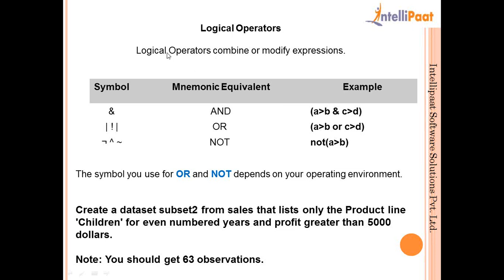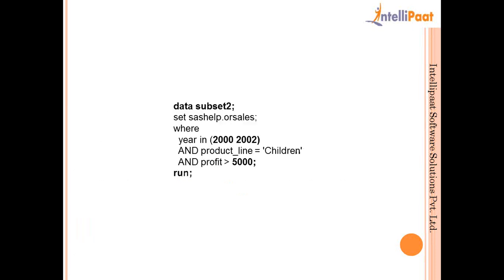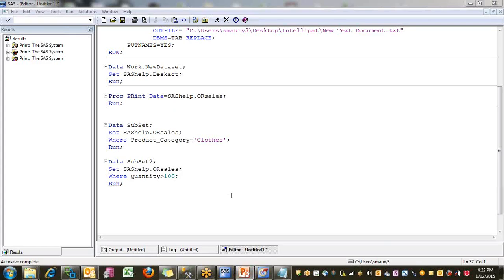Then logical operators combine or modify expressions: AND, OR, NOT. These are the symbols which you can use, and you use AND, OR, NOT while creating or subsetting a data set, or while doing some data mining. So you'll be using this as well. And this is the example they have given here.